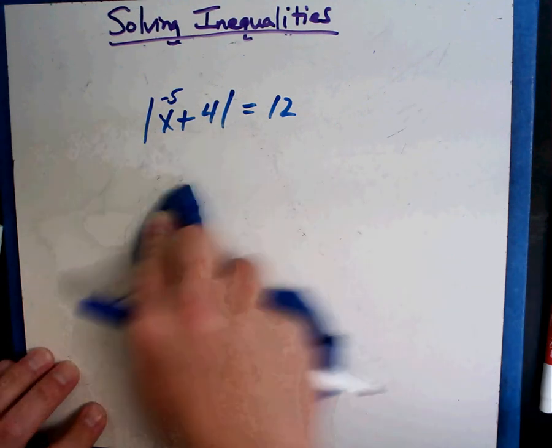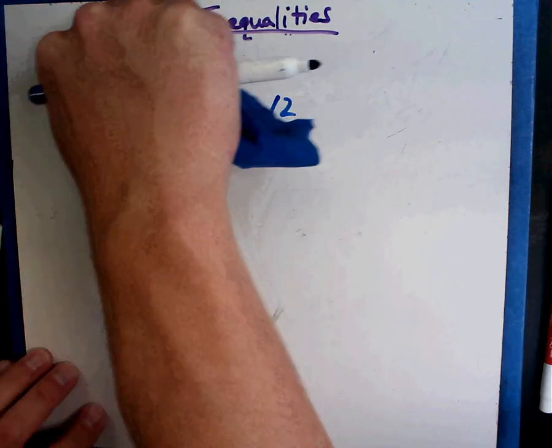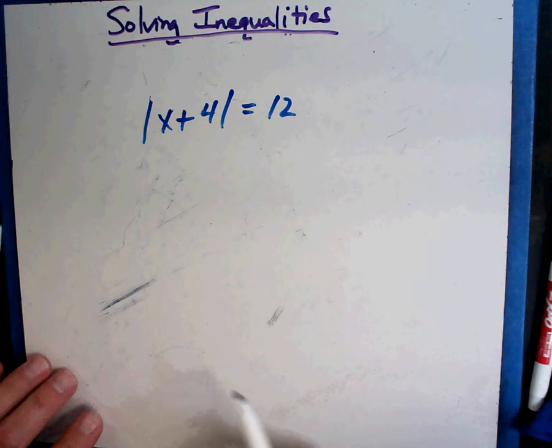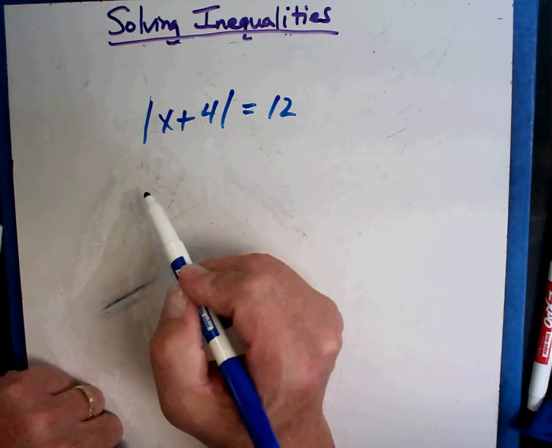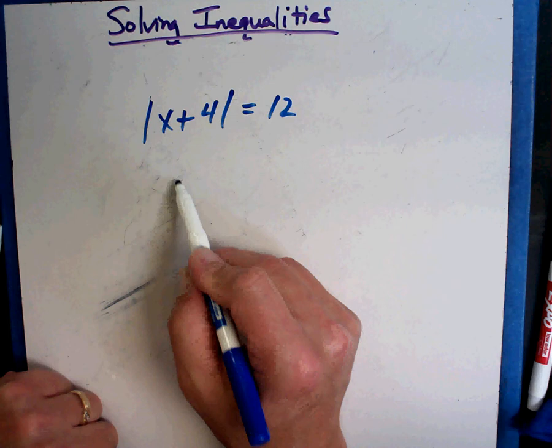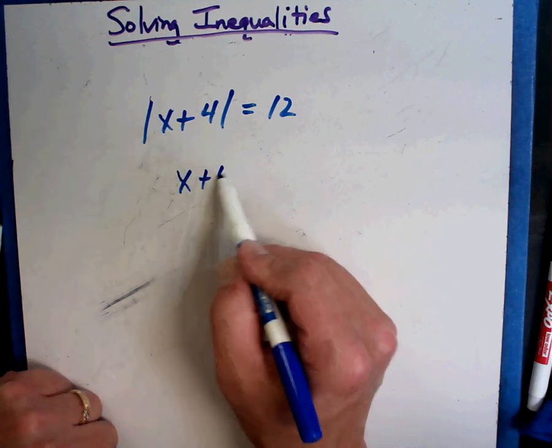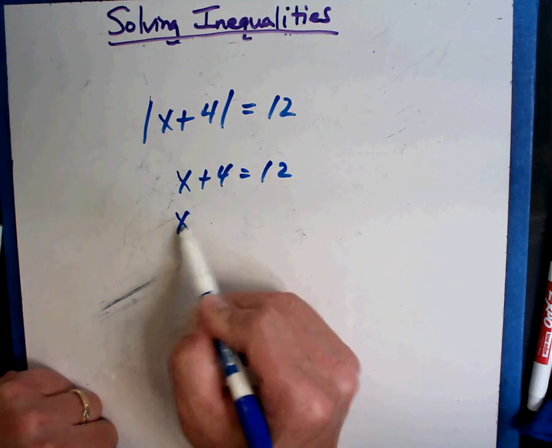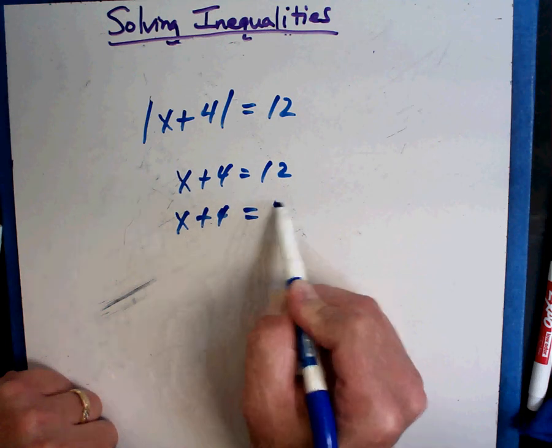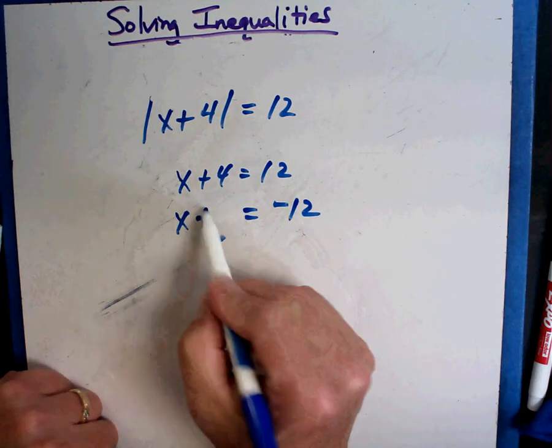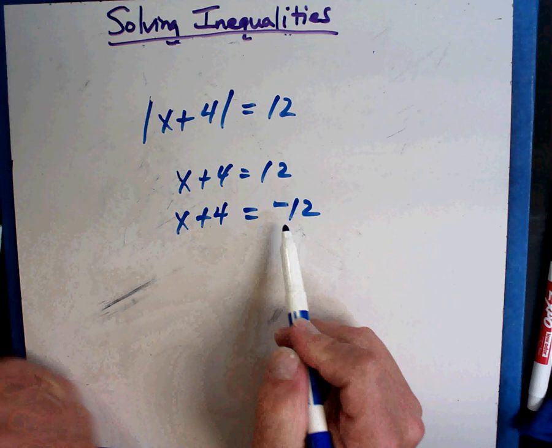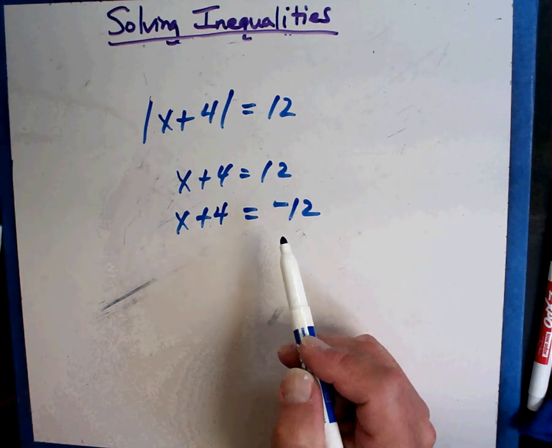But that's how an absolute value works. Now, how do you solve things that are absolute value? Here's how you solve this. Watch carefully. I want to make the absolute value disappear. So I drop it, and I have two answers. X plus 4 is 12, and x plus 4 is -12. Now notice what I did. I put a negative on that to make the absolute value disappear.